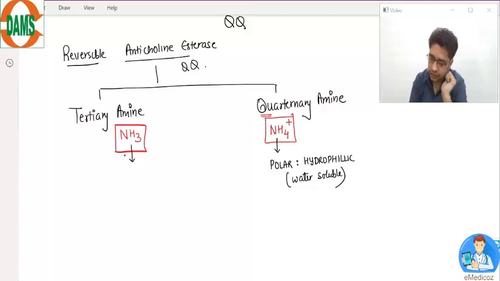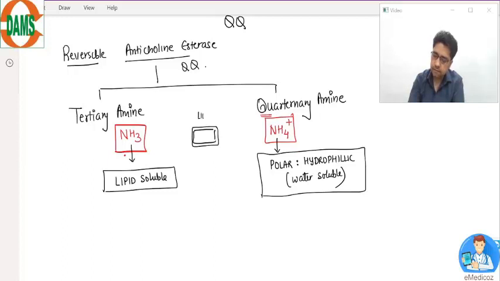Okay, and these tertiary amines, they are lipid soluble. Quaternary amines, they are water soluble. As simple as that. Very simple, non-polar. Now my question is, we know that our cell membrane is made up of lipids, phospholipid, and a lipid soluble drug can easily cross a lipid soluble membrane. So tell me, which drug will cross the blood-brain barrier?